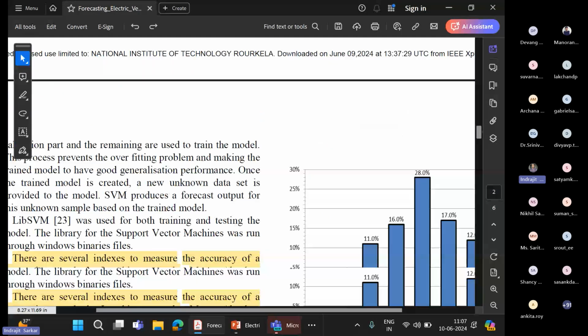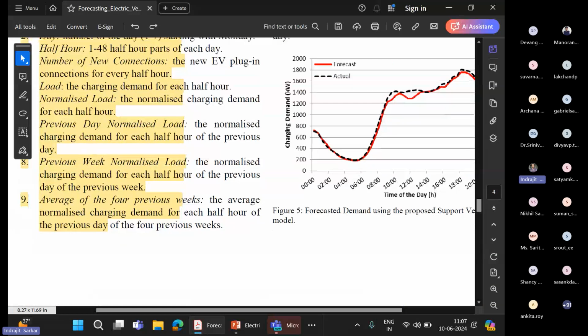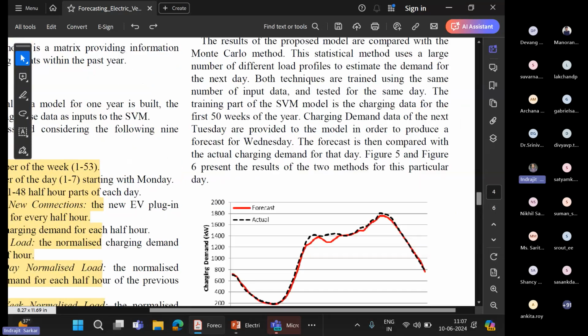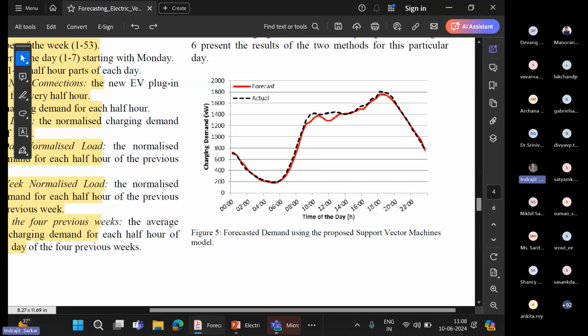So they have done it, and what they have presented here is the forecasting. So you can see here actual. Okay, so this is charging demand, y-axis is charging demand, and this is the time of the day. So 24-hour, how is the charging pattern? Here you can see that the dotted line is the actual charging demand, and the red one is the forecasting. Okay, so it is matching, and it is not that absolute matching.